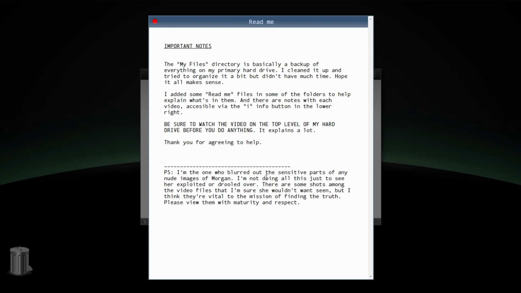P.S. I'm the one who blurred out the sensitive parts of any nude images of Morgan. I'm not doing all this just to see her exploited or drooled over. There are some shots among the video files that I'm sure she wouldn't want seen, but I think they're vital to the mission of finding the truth. Please view them with maturity and respect.